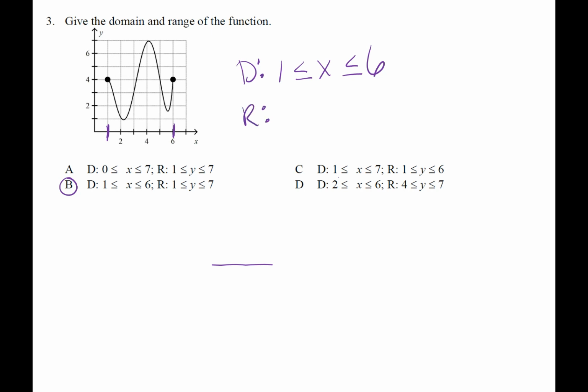So the range, remember, is your smallest y value. The smallest y value on this graph looks like it's 1, and it's a y less than or equal to, and it looks like the highest y value on the graph is 7. So I do agree with their answer there.